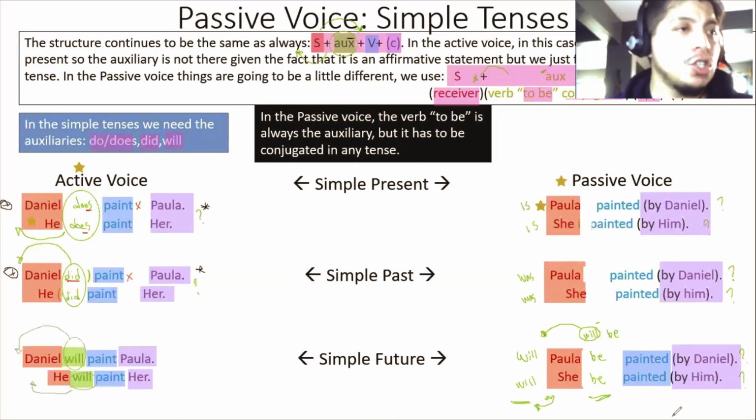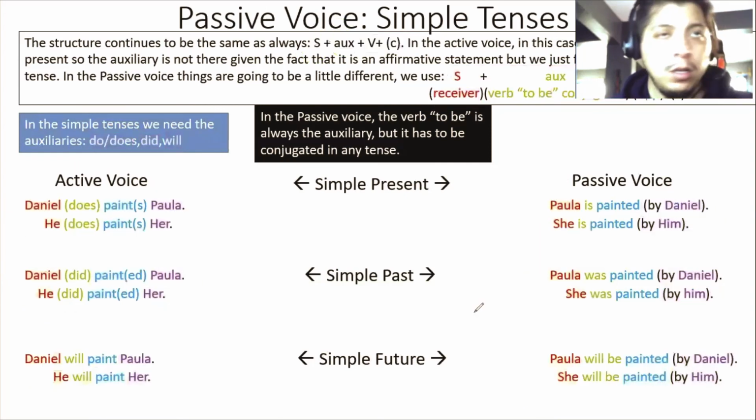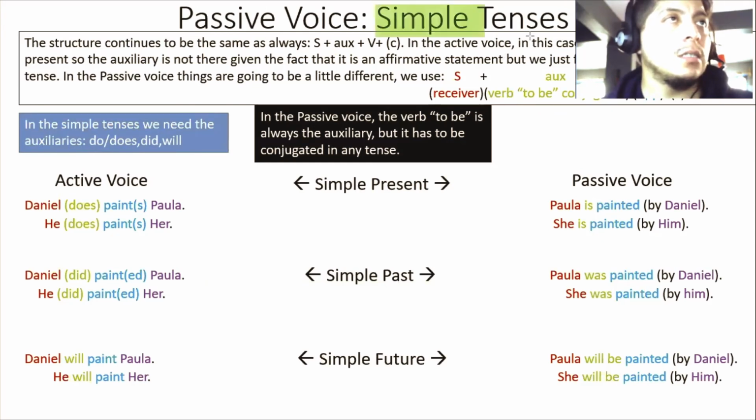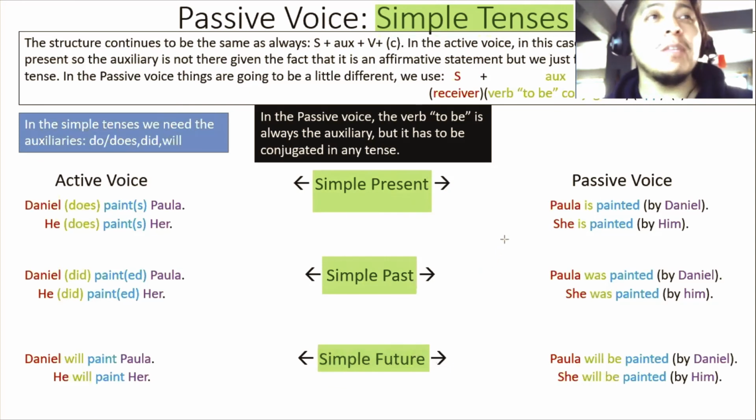So let's check something else. I think we need to make a little break. I'm going to stop here, and in the next presentation we're going to check the continuous tenses. Right now, in this video, we are only checking the simple tenses: the simple present, the simple past, and the simple future. In the next video, we're going to be checking the continuous tenses. In the third video, the perfect tenses. In the final video, the perfect continuous tenses.